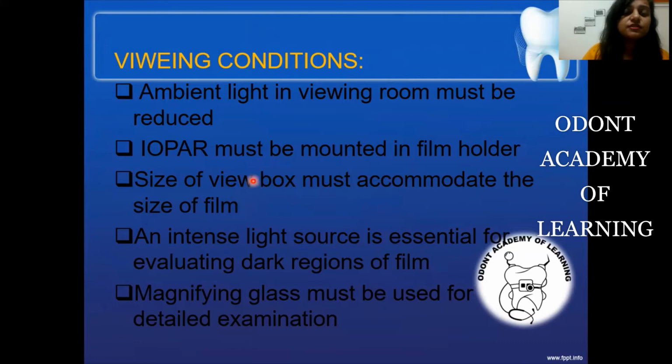Now, with the ideal characteristics of a radiograph, we need to have appropriate viewing conditions. What are they? First is the ambient light in the room, which should be slightly reduced. The whole focus should be on the radiograph, and the holder on which it is mounted should have high intensity light so that you can view the darker areas of the image. And then finally, we must have a magnifying glass to see the areas in detail.